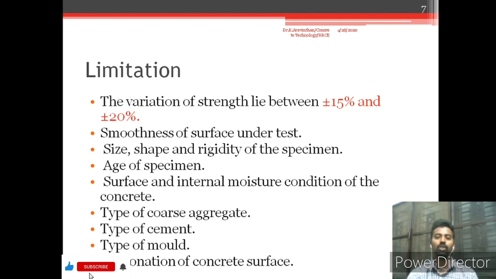This is because of certain limitations. If the surface is very rough, then the values will not be very credible to take into account. If the surface is very smooth, then you will get a better reading. Other factors are the age of the specimen and moisture condition. If the concrete is moist, with more water inside, naturally the strength of the concrete is reduced. So this will generally give a better result for dry concrete.